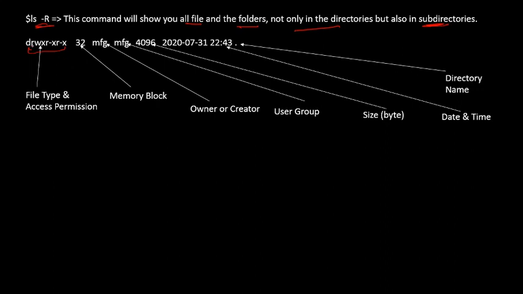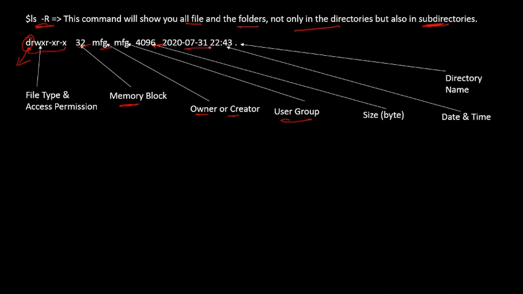It will show you the d here, it means it is a directory. Okay, and if it has a hyphen, it is a file. And 32 is used for the memory block. Okay, and next is the owner or creator of the file. Next is the user group of the file, in which group it is created. And next is the storage space, how many bytes the file has taken.